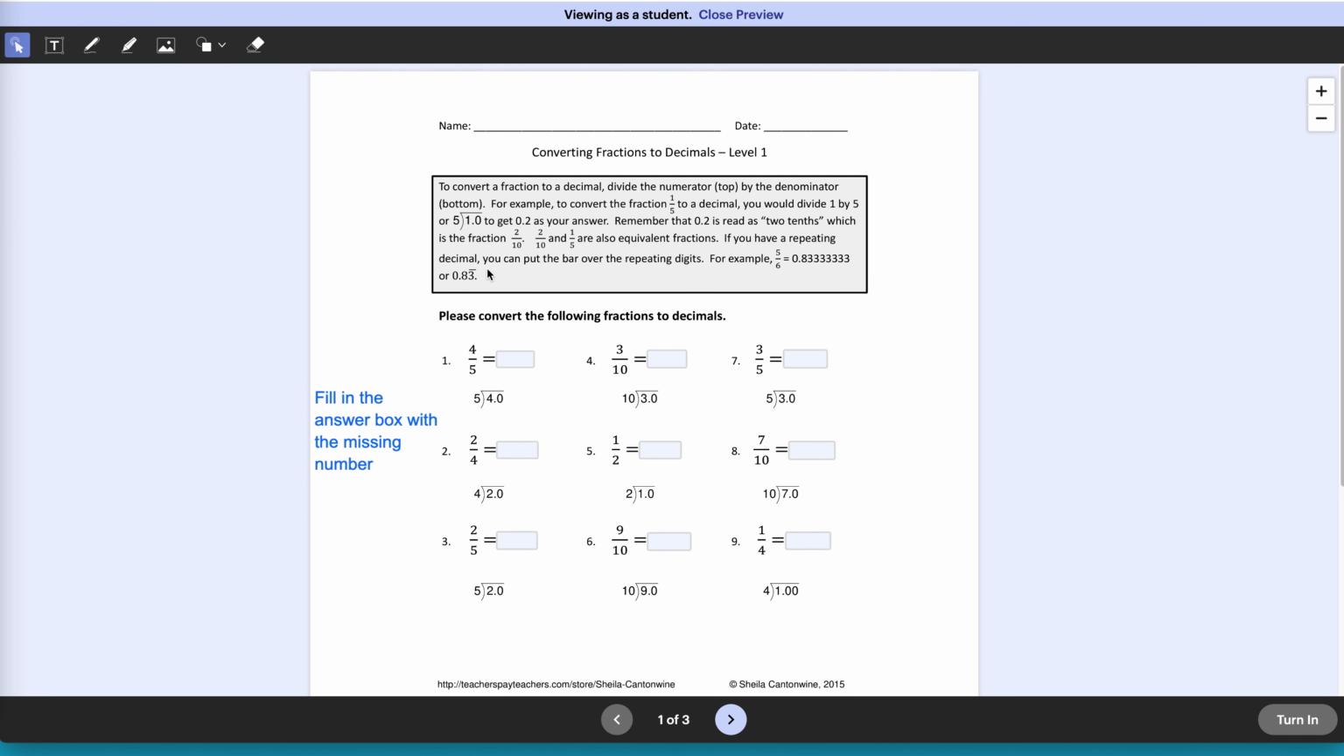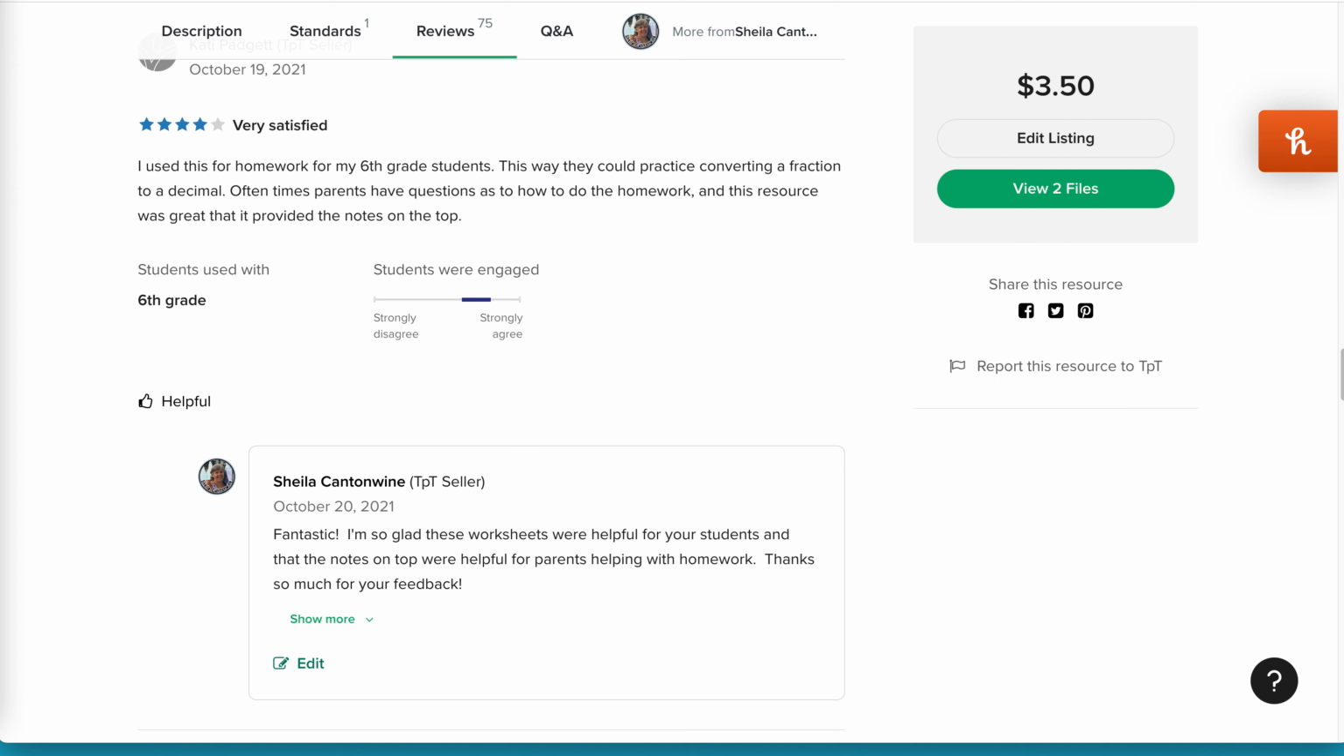These are also in digital format on the Easel Activities tool, which is really nice because students can just type the answers in here, and all 3 pages are included, all 3 levels are there. And I just wanted to show you a couple of the feedback real quick.